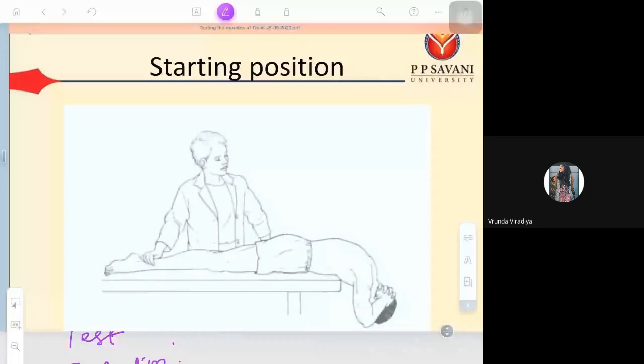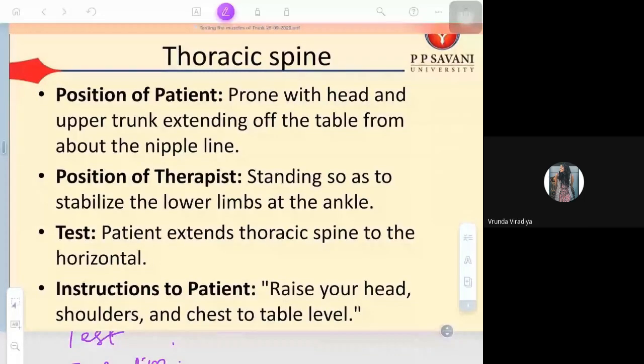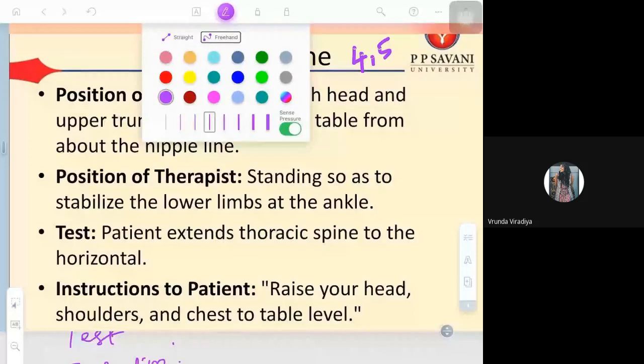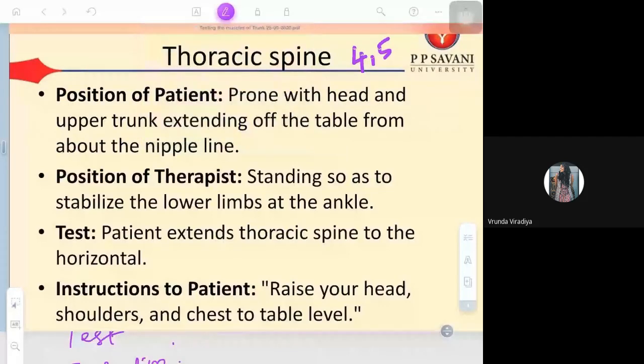Now you read this. Now we are studying thoracic spine 4 and 5 muscle testing. Position of patient: prone with head and upper trunk extending off the table from about the nipple line. The body should be out from the couch. Position of the therapist: standing so as to stabilize the lower limb at the ankle.